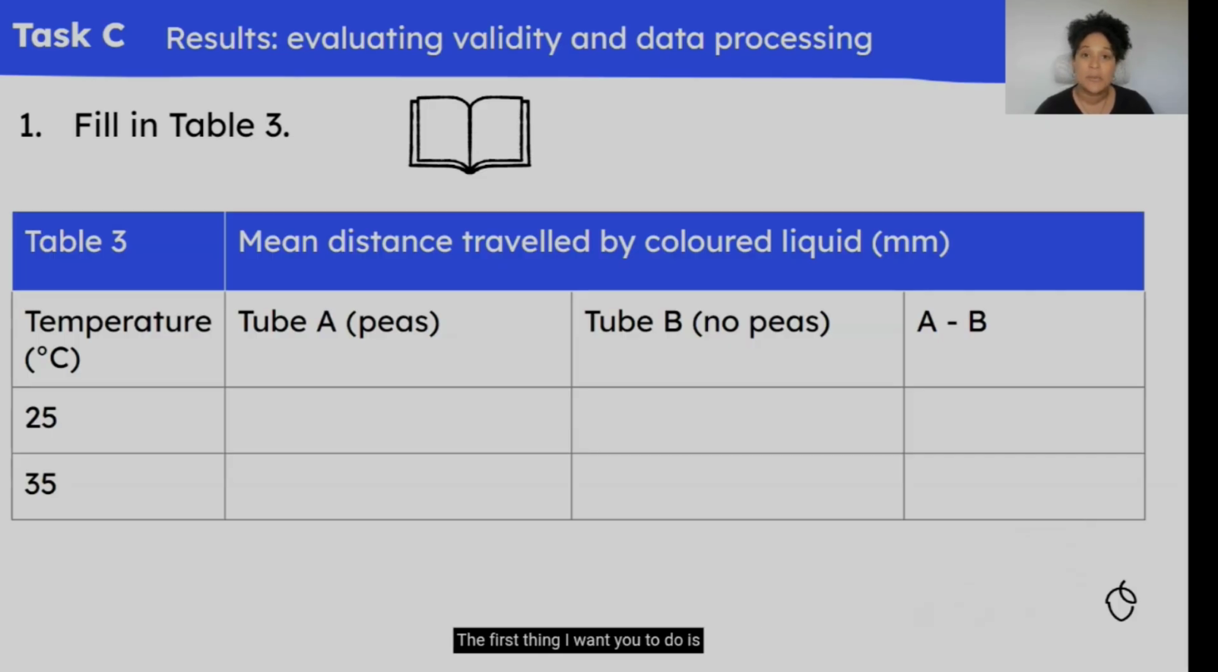The first thing I want you to do is fill in table 3. So that will require you to calculate a mean. And just in case you forgot, here it is again. So for the temperature for 25 degrees in tube A, let's say that my results were 7, 8, and 6. So I've got 3 results. What I want you to do is to add them all together and then divide that answer by 3, and that will give you the mean. So for my example here, the answer is 7. You'll need to pause the video now to give yourself enough time to fill in your table. Click play when you're ready to move on with the lesson.